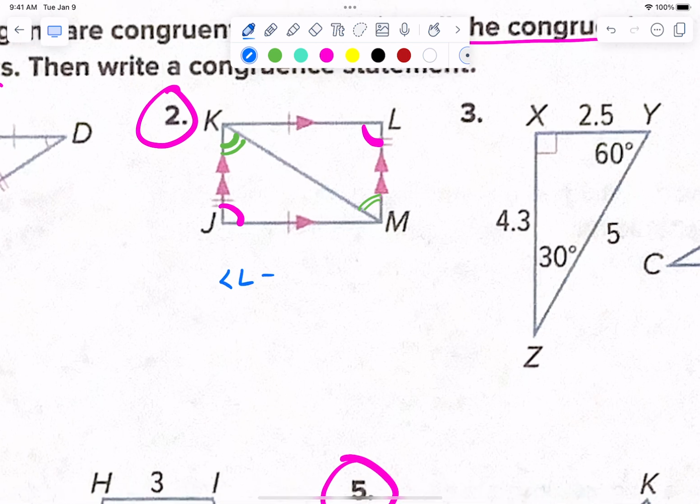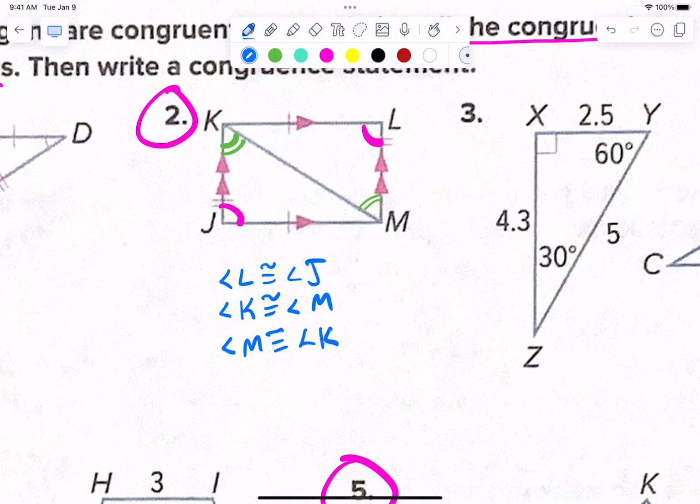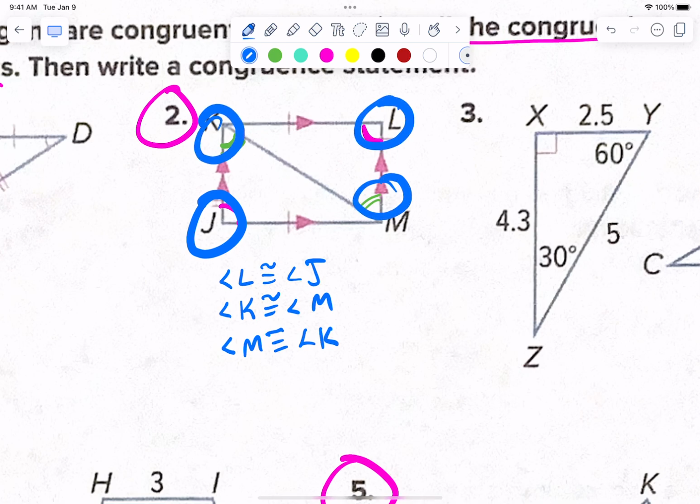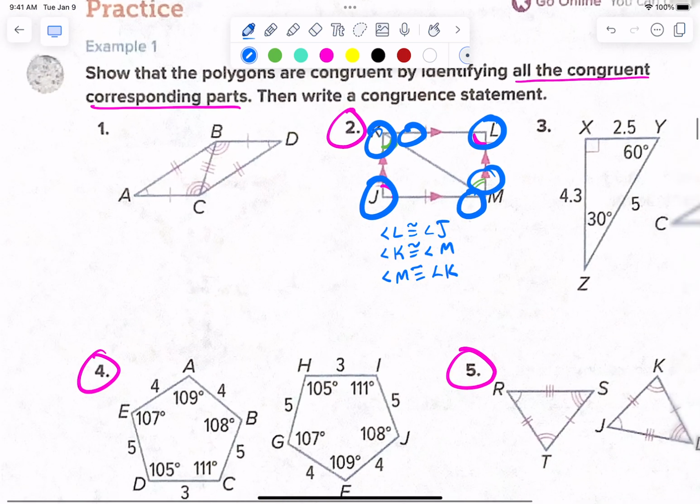So you said angle L is congruent to angle J. Yes. Okay. And then do I say KM or what do I say? Angle K is congruent to angle M, and angle M is congruent to angle K. I would go like that. Does that make sense? So J in this triangle goes with this guy. K in this triangle goes with M down here. M in this triangle goes with K up here. Weird. I wish they would have had different letters. I know. I don't like that.